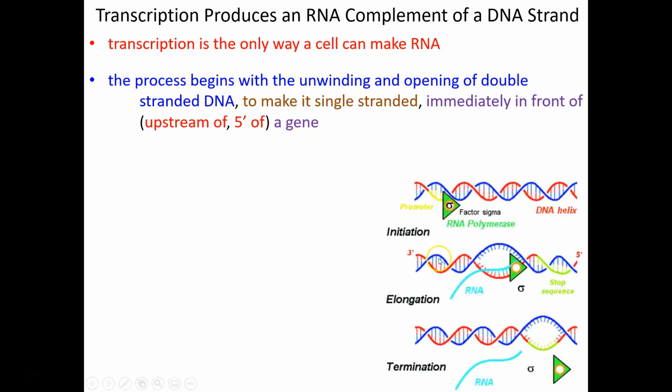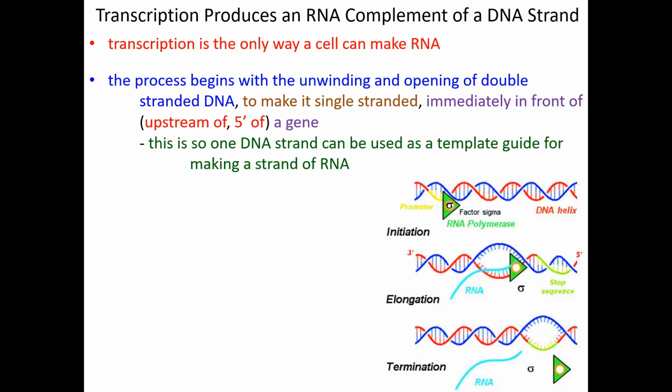So this is actually a bacterial diagram. We don't have sigma factor in our cells, but if the gene is right here in this DNA, or maybe it's right here on the right, we would begin opening those 2 strands, making a transcription bubble just at the beginning of the gene, just at its start, so that we can begin accessing that DNA.